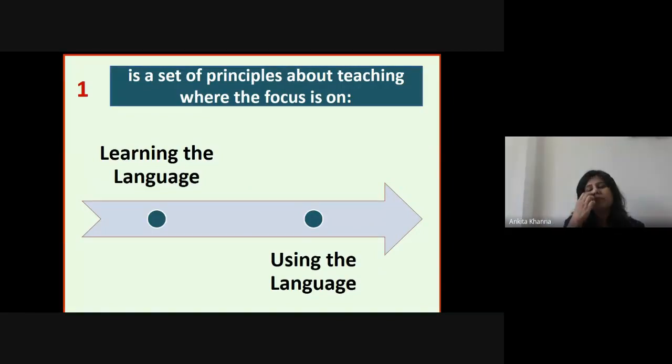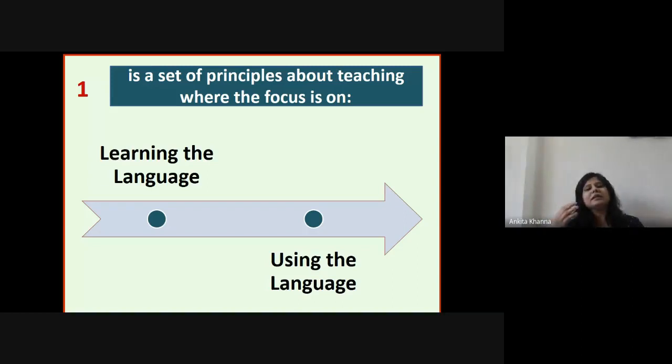There are three things that make the communicative approach different from other approaches. Initially, there was a classroom, there was a teacher, and the teacher used to explain the rules of grammar to the students. The students needed to memorize the rules and then do application-based exercises or activities given to them.